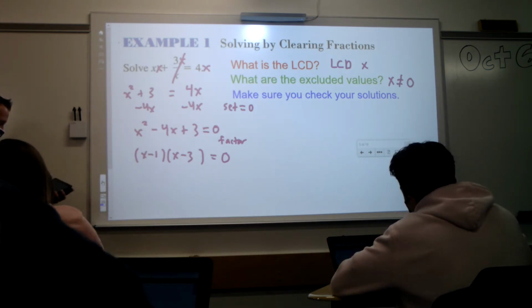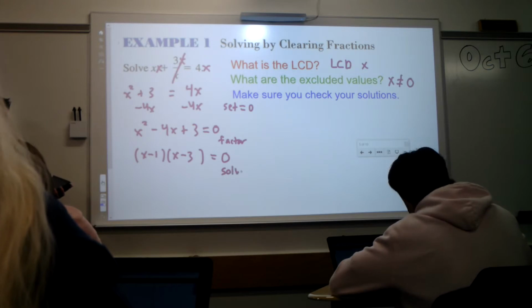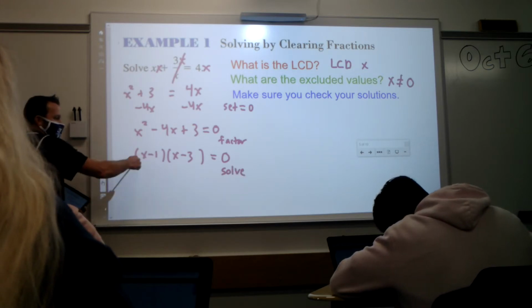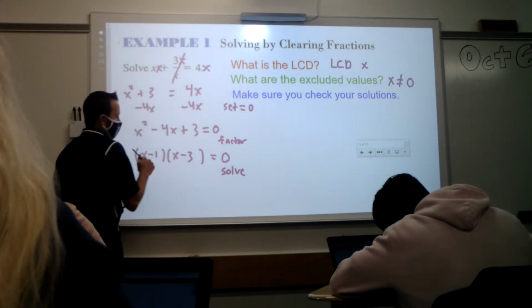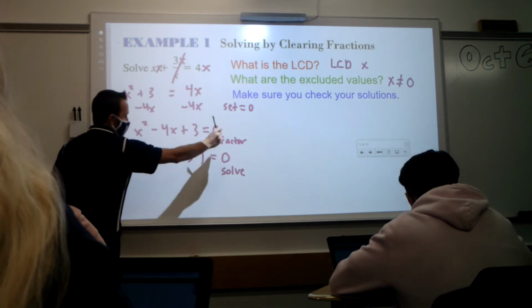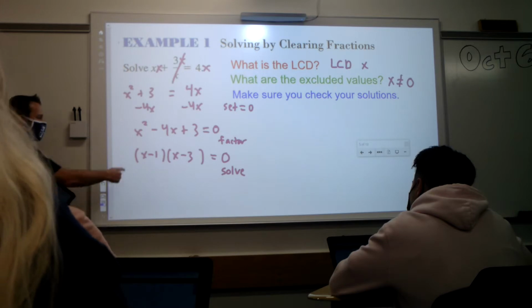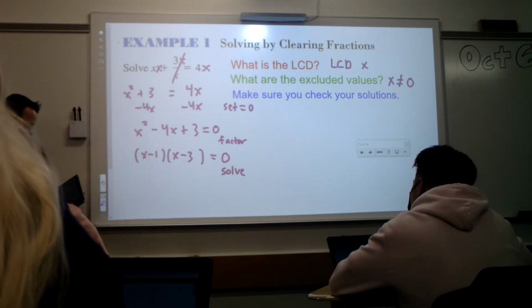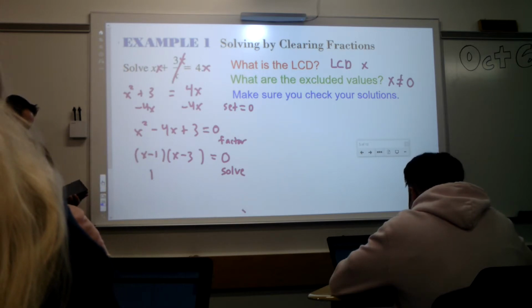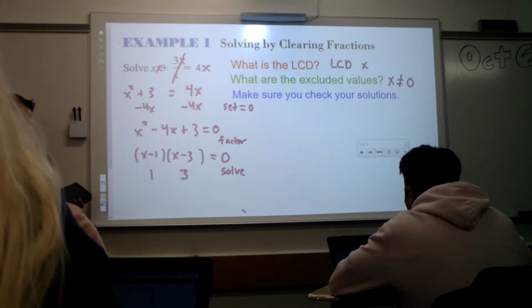Now, after we factor, we still need to solve. That's where we say, hey, what value of x makes this become 0? What value of x makes this become 0? And sometimes it's easier to see than others. Pretty easy to see here what value of x makes that become 0. 1 and 3.